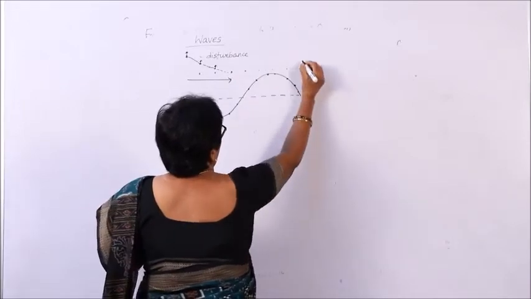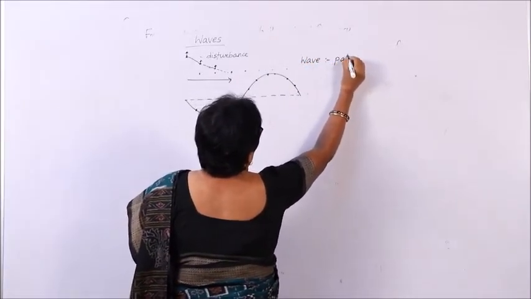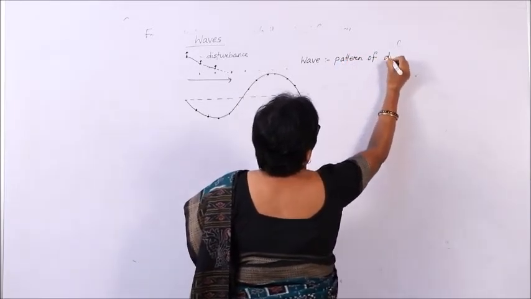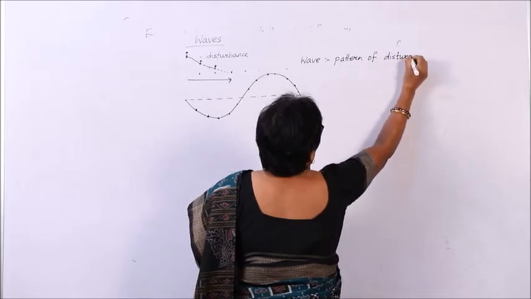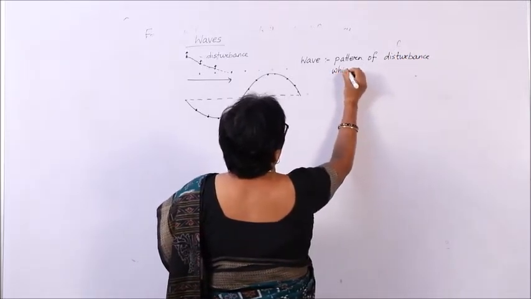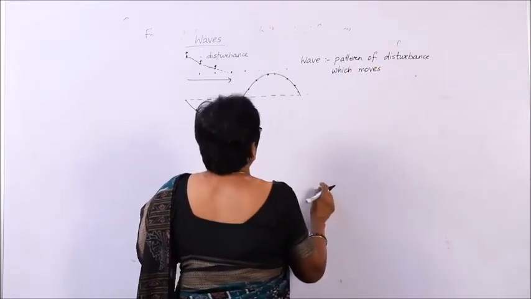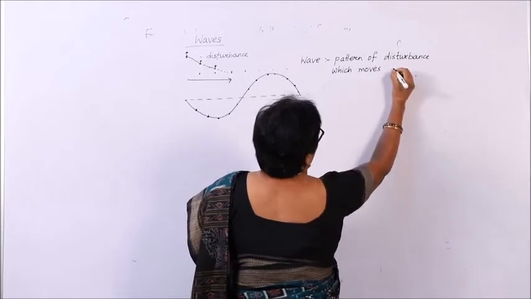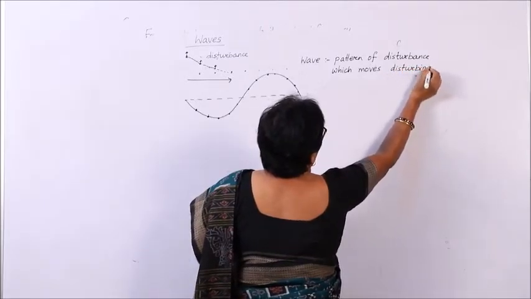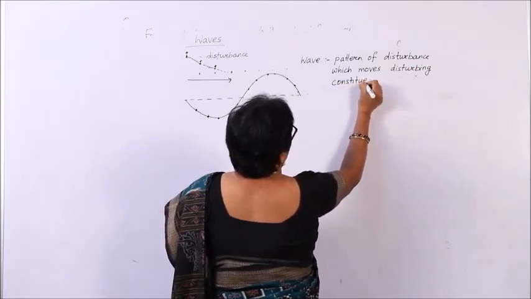So this is what a wave is: a pattern of disturbance which moves, disturbing the particles, the constituents of the medium, one by one.